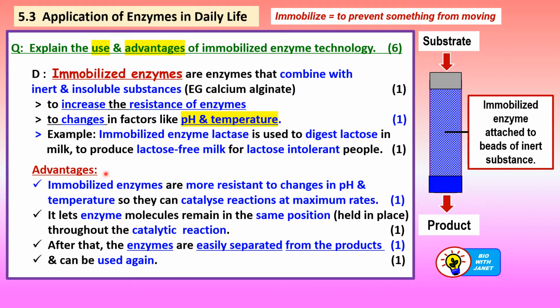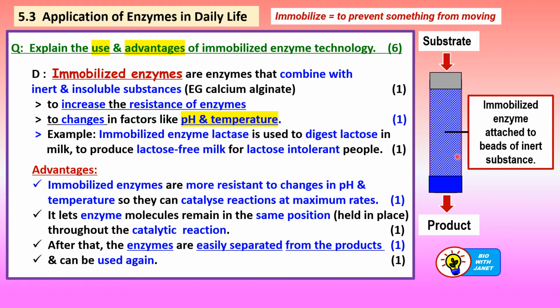Now, the advantages of immobilized enzyme technology. You're asked to give the advantages. So the first part is on the use of immobilized enzymes with one example stated here. Now for advantages: immobilized enzymes are more resistant to changes in pH and temperature. So this will help them to catalyze reactions at maximum rates because they are not so affected by changes in pH and temperature. Then it lets the enzyme molecules remain held in place on the inert substance throughout the catalytic reaction.